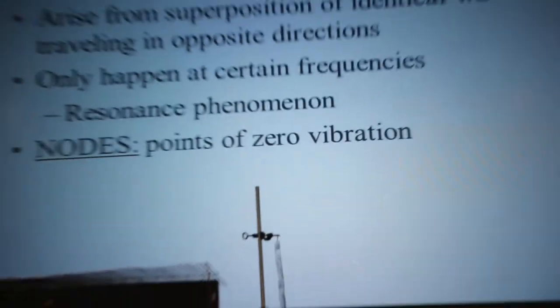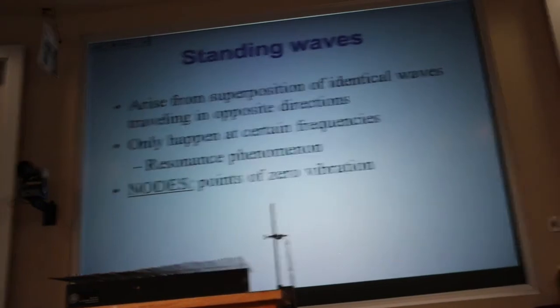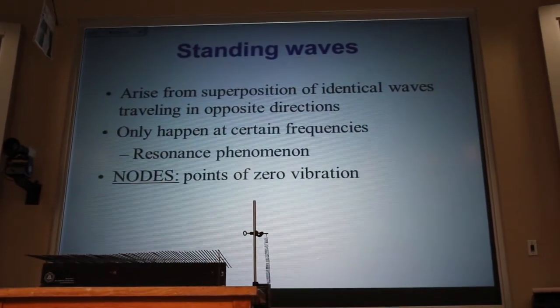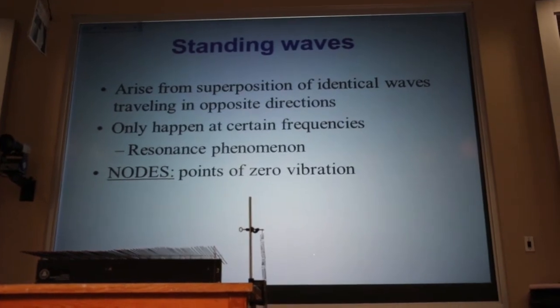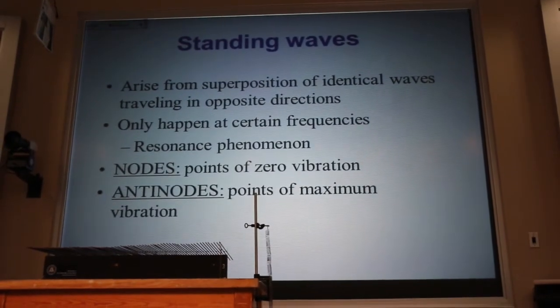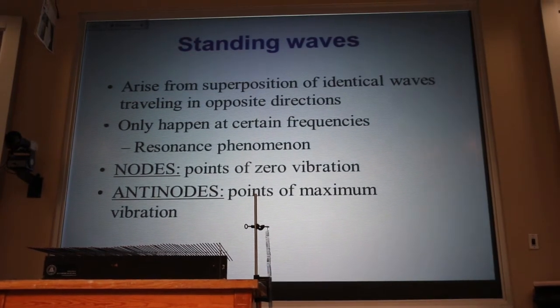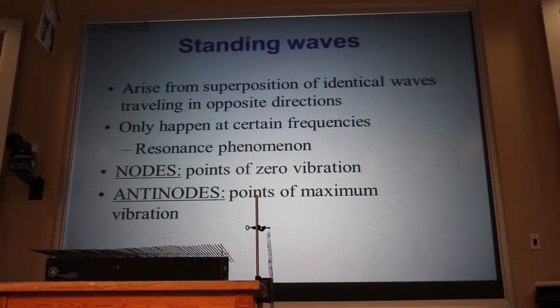Now, nodes are points where there is no oscillation. Even though the whole thing's going crazy, those points don't move. The antinodes are where the movement is the greatest. They are spaced equally, centered between two nodes.